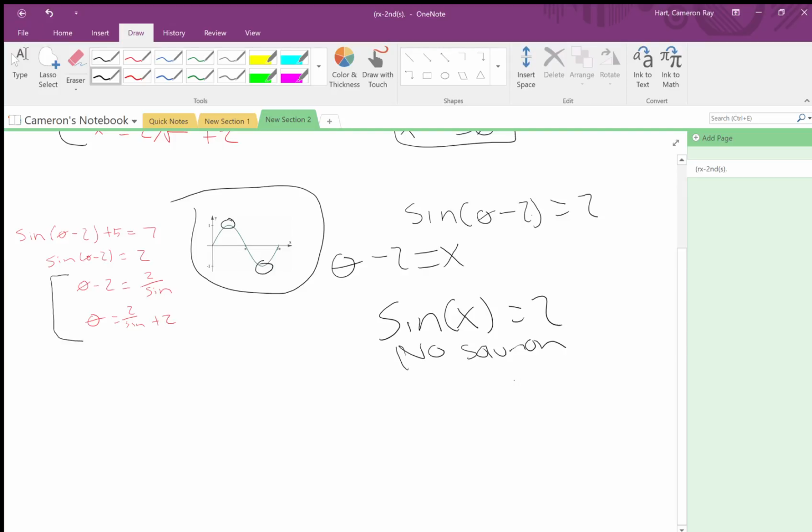And that's because we know what a sine graph looks like, and we know that we can only get a 1 or a negative 1 for any x value. You can never get a 2 or negative 2. And so that is how you solve those two problems.